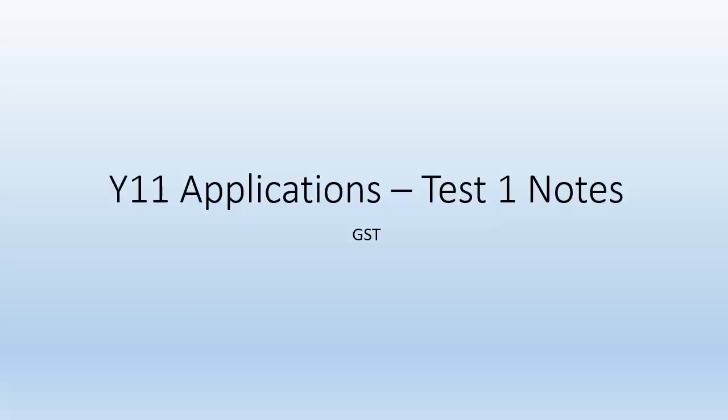GST. So in this lesson we're going to look at the goods and services tax. The goods and services tax is a value added tax of, at time of writing, because there's a lot of discussion at the moment about increasing it, 10% on most goods and services transactions in Australia. Some things are exempt from GST. For example, goods purchased for education.